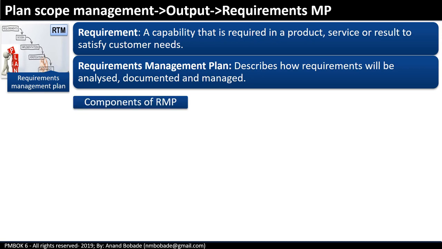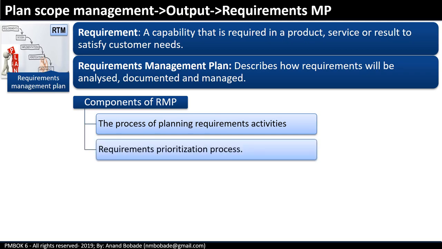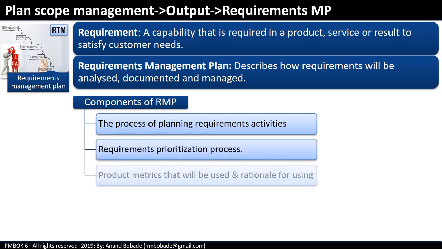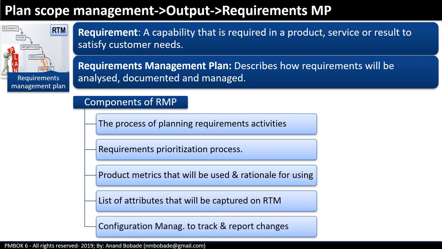The components of the requirements management plan include the processes of planning requirements activities, the process of prioritizing requirements, product metrics that will be used and the rationale for using them, and traceability of requirements so that team members can be identified to be responsible for certain requirements. It also includes the list of attributes that will be captured on the requirements traceability matrix, and who will be responsible for updating it throughout the project lifecycle. Finally, it covers the process of configuration management, which tracks changes made in the requirements during the course of the project.